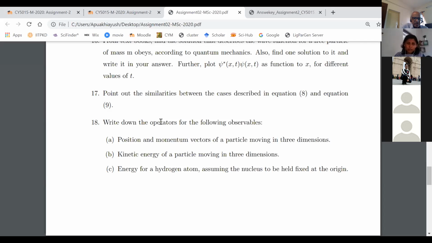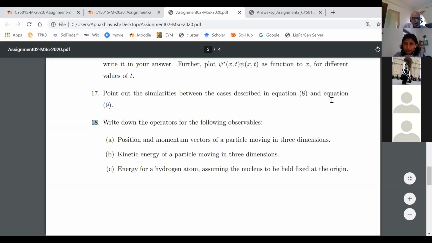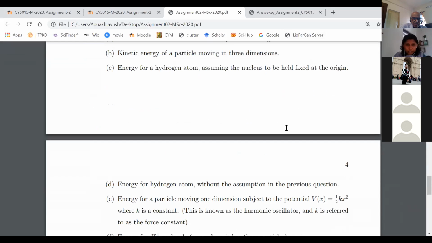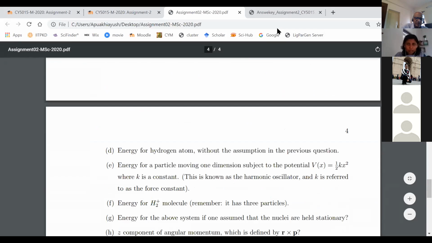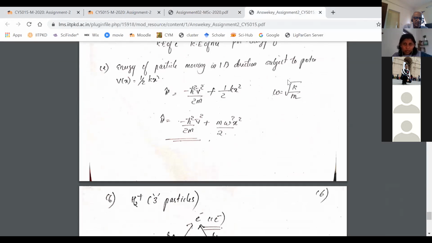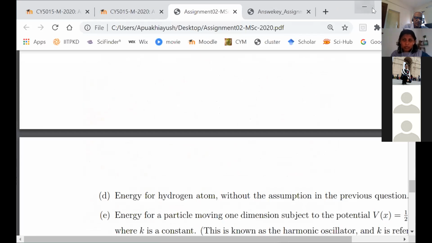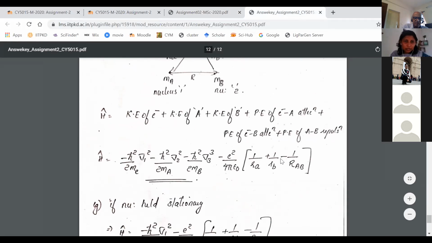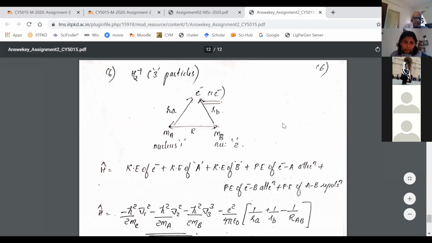Aparna, can you just go up in the question? I think they are discussing question number 18 itself, specifically regarding H2 plus. You show me the answer. For example, you have the energy of H2 plus. That's why I wanted you to go up. No, don't show me the answers, I need only the question. Oh, now you have changed it. Okay, yeah, this one.